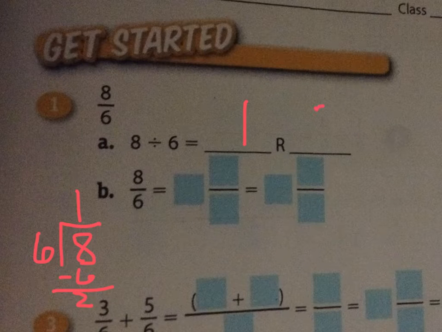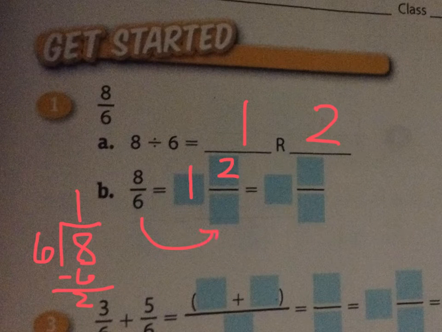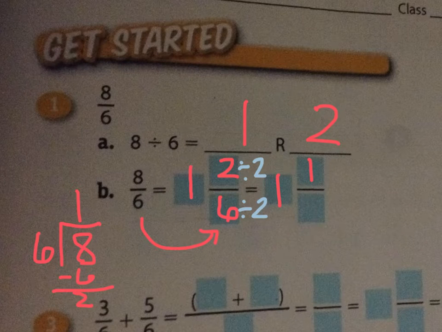Subtract, remainder 2. Now, the way you write that when you're doing a mixed fraction is 1 would be your whole number, 2 would be your numerator, and the denominator stays the same, so it's going to stay 6. And then they just want you to simplify. You're going to simplify by dividing the top and bottom by 2. 2 divided by 2 gives you 1, and 6 divided by 2 gives you 3.